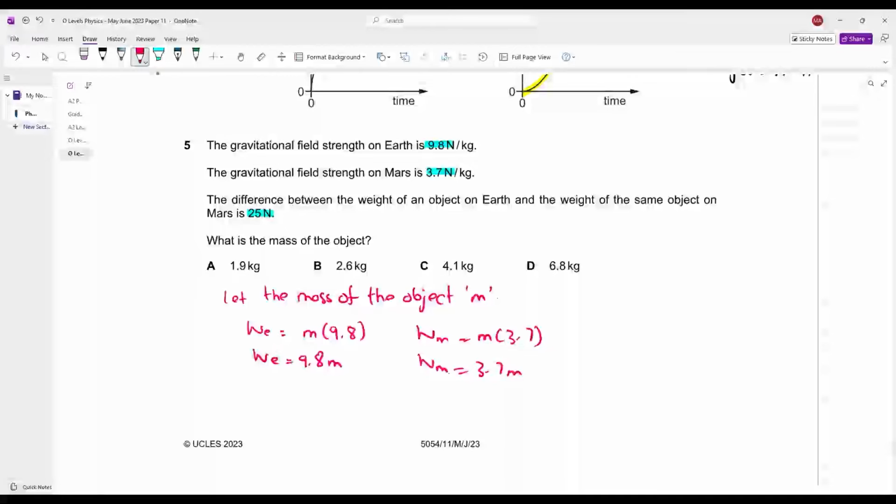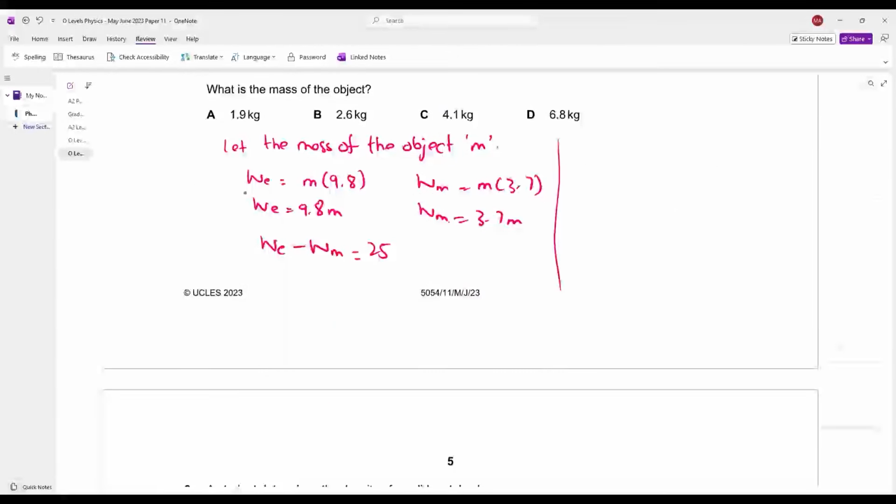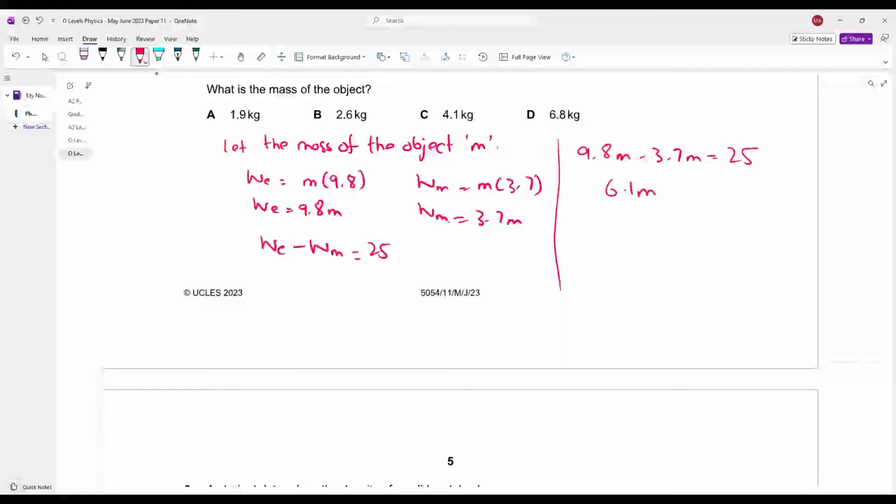Now the difference between the two weights, the difference between the weight on Earth and the weight on Mars is 25 न्यूटन। ओके, तो हम यहाँ पे कर लेते हैं इसको पार्टीशन बना के। 9.8 m minus 3.7 m is equals to 25. Okay, 9.8 minus 3.7, this comes out to be 6.1. 6.1 m is equals to 25. m किसके इक्वल आ जाएगा? 25 divided by 6.1. m is equals to what? 25 divided by 6.1. m comes out to be what?